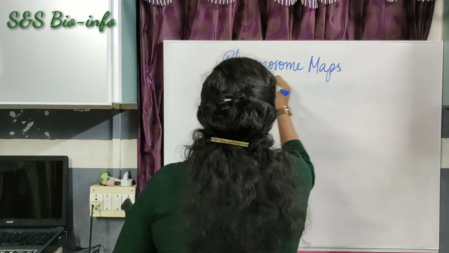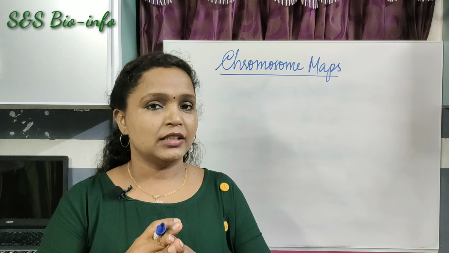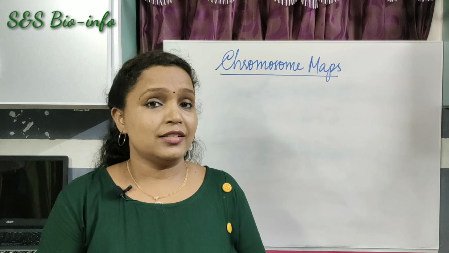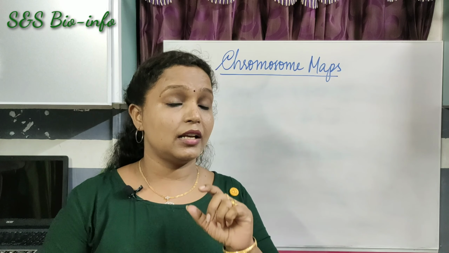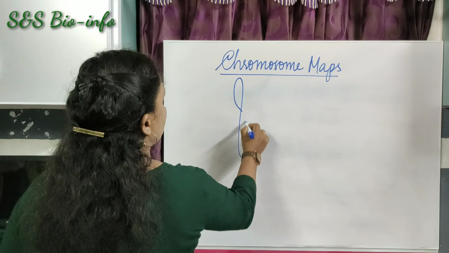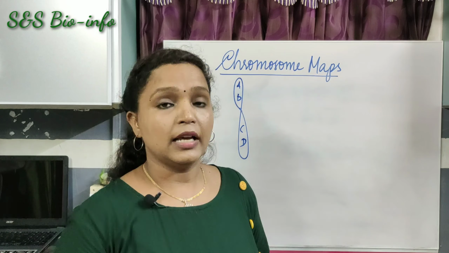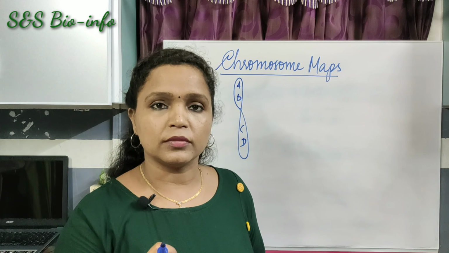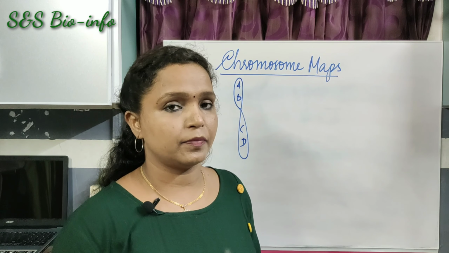Before I get into the topic, I must talk about the linkage and recombination that we have already learned in the previous sessions. Anyway, I will just brief about it. Linkage is the physical association of genes in the chromosome. So this is a chromosome. Suppose these are the genes. There is a relationship in between the genes on the chromosome. That relationship or physical association is called the linkage.